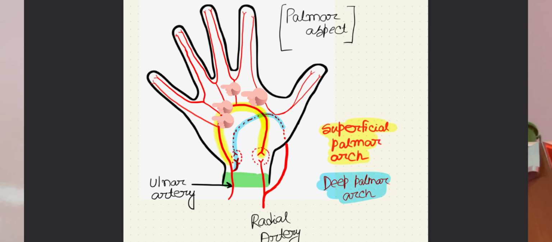And the 4 branches coming out from the superficial palmar arch are the 3 common digital arteries and 1 proper digital artery, and the 2 branches coming out from the deep palmar arch are the radialis indicis artery and the princeps pollicis artery. So this is all about the palmar arches.